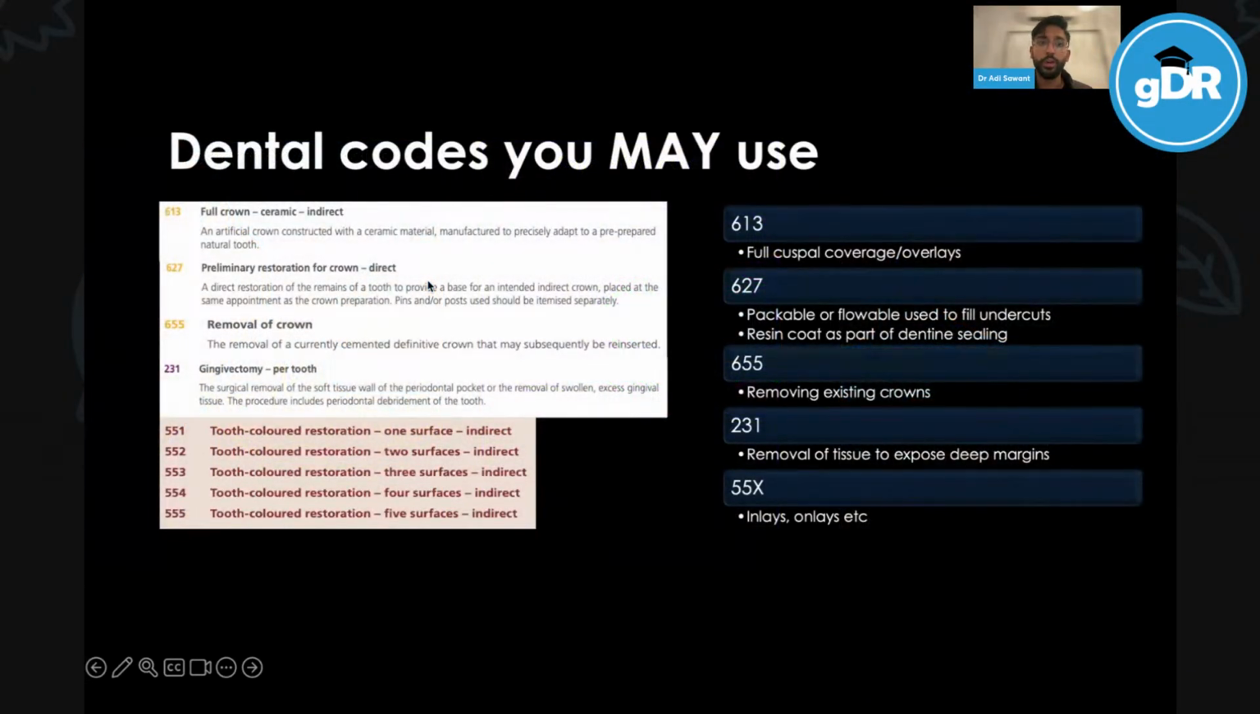This is just some dental codes you can use. If you're going partial coverage where you're keeping a cusp, you might opt to use some of these codes. You can use the gingivectomy code if you really want, if it's something that's taking you a bit longer, and will depend highly on kind of what practice you're at and if they're preferred provider or not.